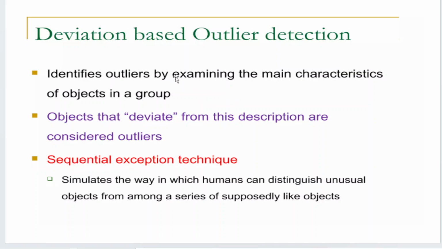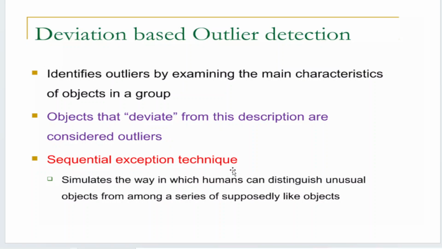Here we identify the outliers by examining the main characteristics of objects in the group. Objects which deviate from this description are considered as the outliers. Any objects which deviate from the normal description are considered as the outliers.